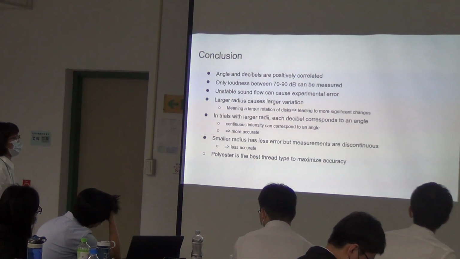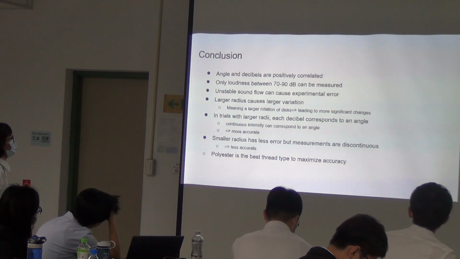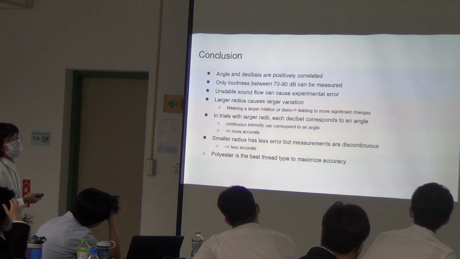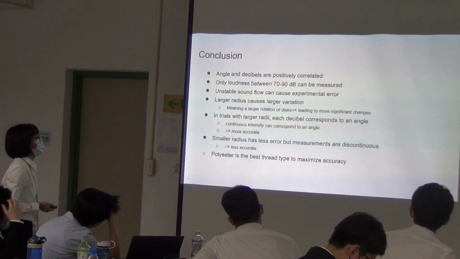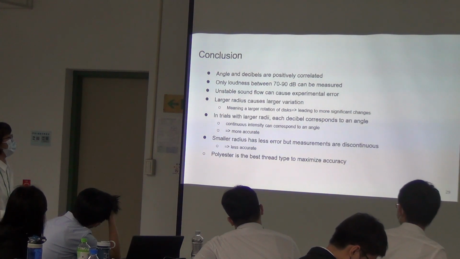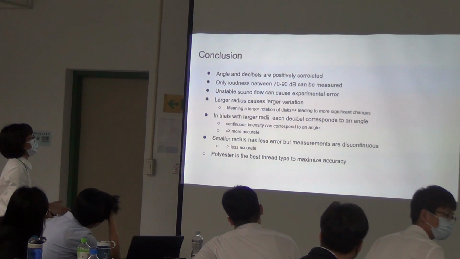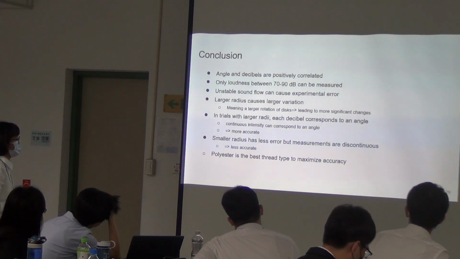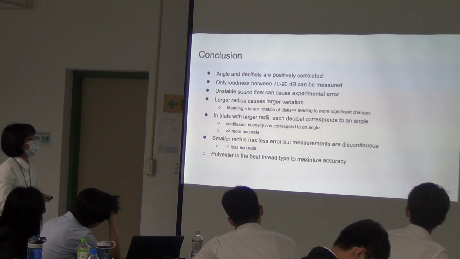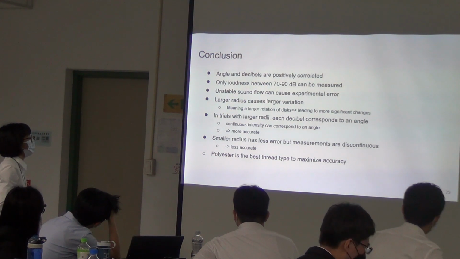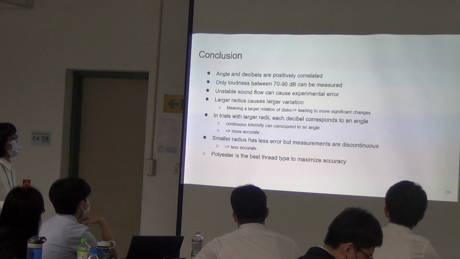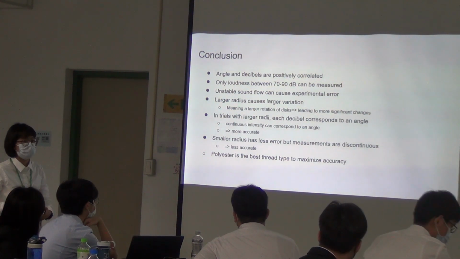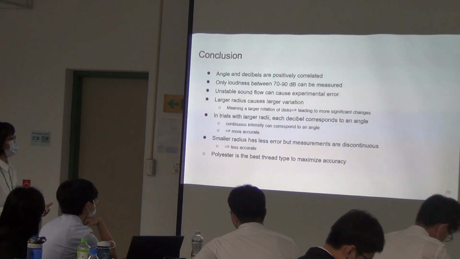Conclusion: angle and decibels are positively correlated. Only loudness between 70 to 90 dB can be measured. An unstable sound flow, like turbulence flow or wave fronts, can cause experimental error. A larger radius causes larger variation, meaning a larger rotation of the disc, leading to more significant changes. And in trials with a larger radius, each decibel corresponds to an angle. So continuous intensity corresponds to an angle. That means it is more accurate.